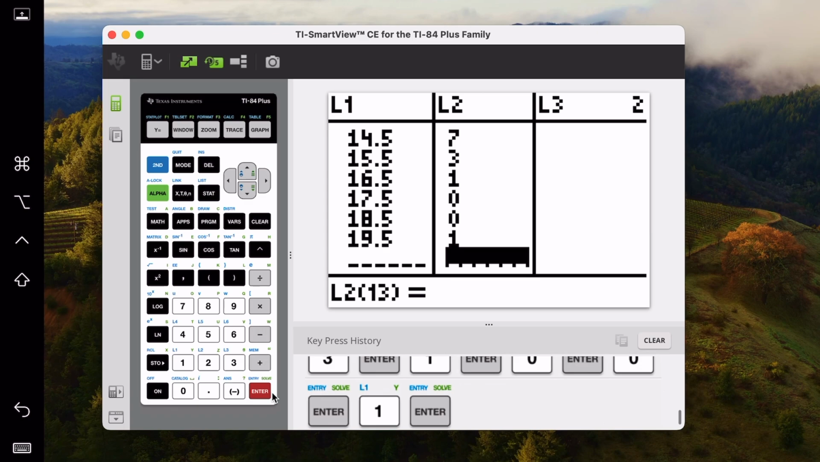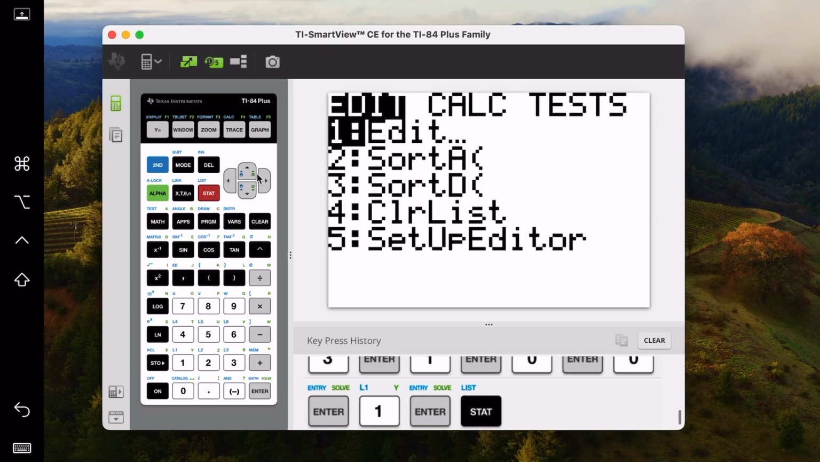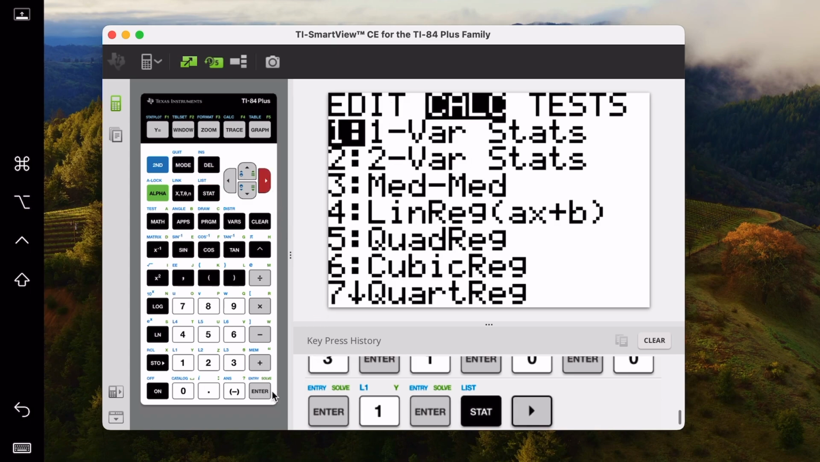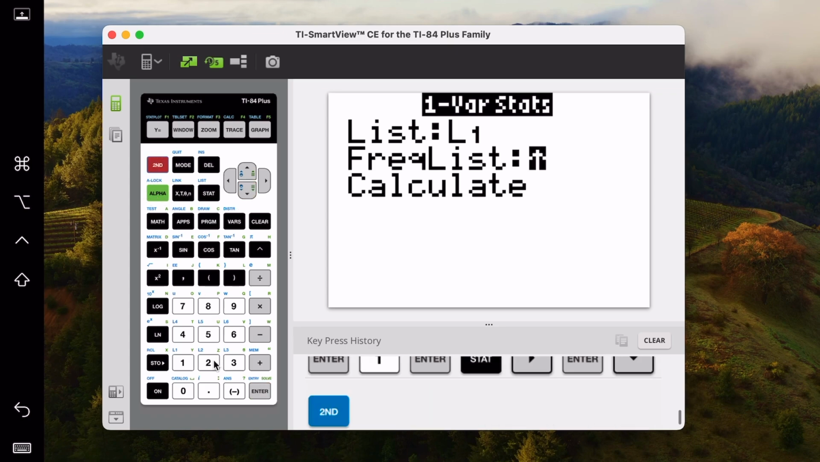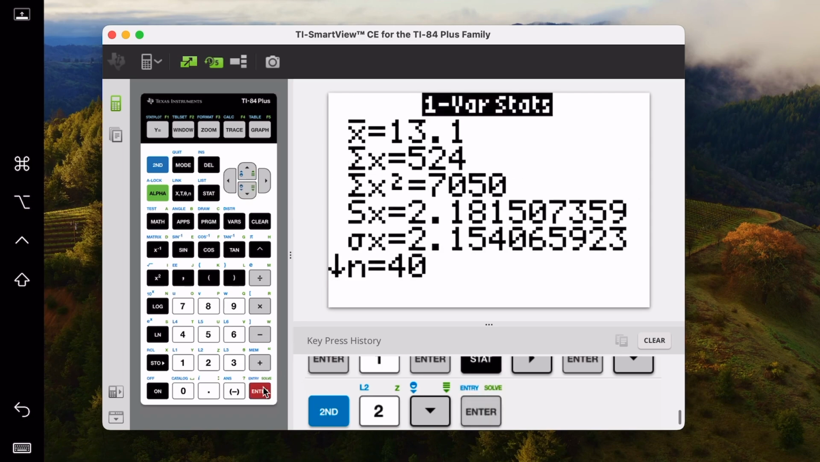Now, once we have this information, we're going to go just like we did before to stat. We're going to calculate one variable stats. We're going to find the mean, the standard deviation, median, and all of the things. So I go to one variable stats. This time, we have 2 lists, so that's where this frequency list comes in. My frequency list is in list 2, and so I tell the calculator, hey, this time I have a count instead of just everything in one list, and then I tell it to calculate, and this gives me my average. So the average value was 13.1.